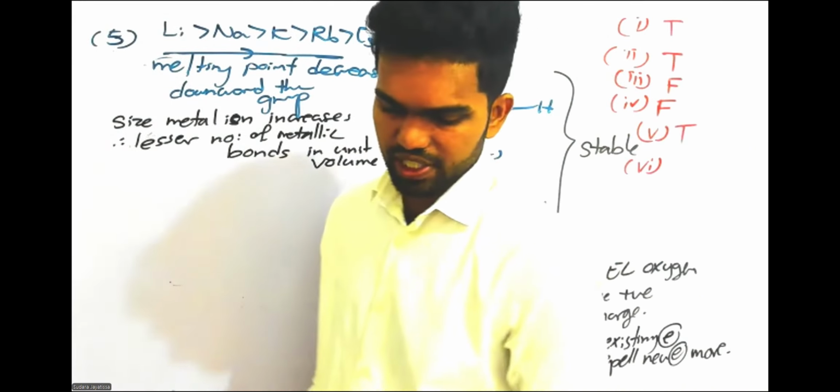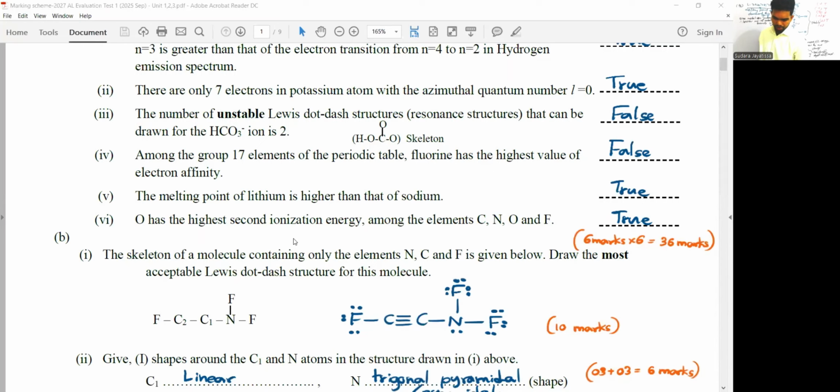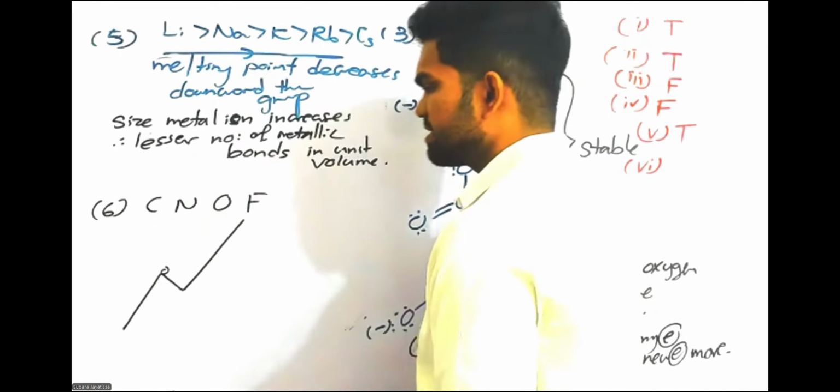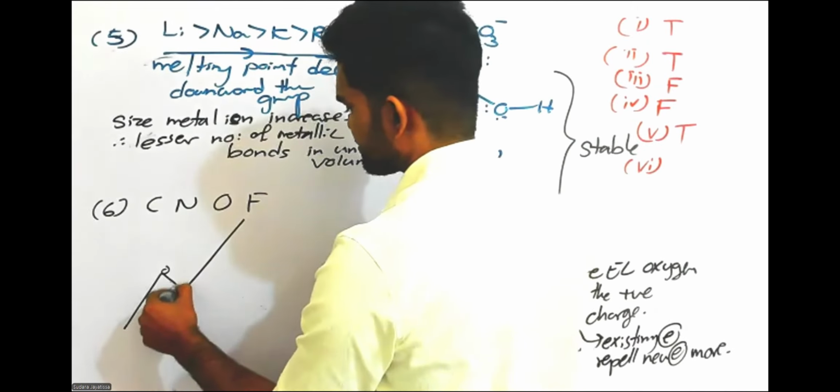Look at the sixth one. Oxygen has the highest second ionization energy among the elements C, N, O, F. You check that now. C, N, O, F, highest second ionization energy. So first ionization energy variation we had to use for that. It is taken as true here. Let's see the explanation.